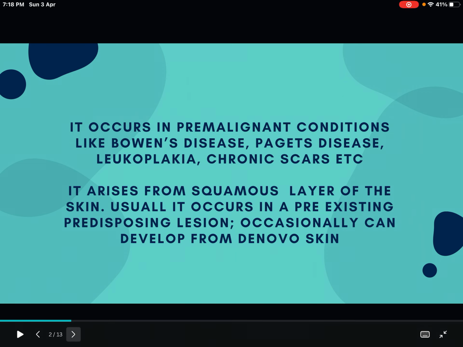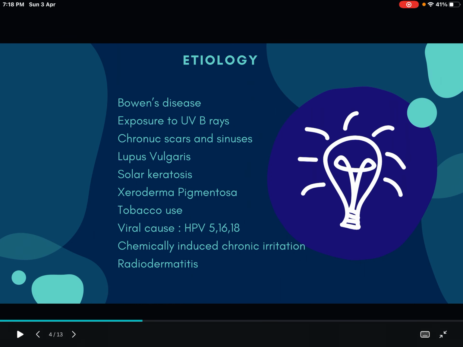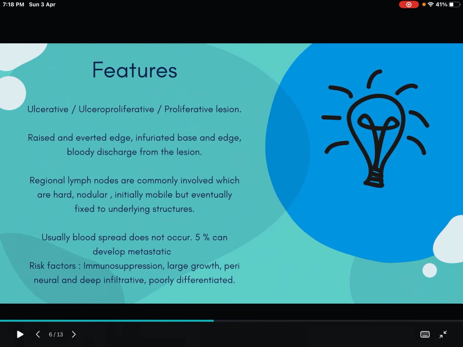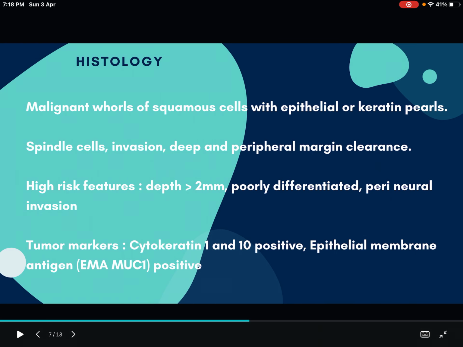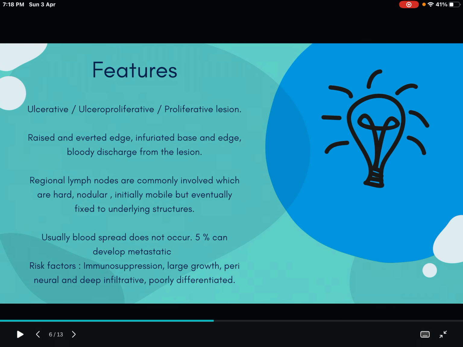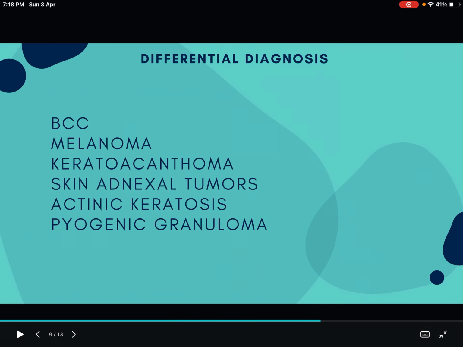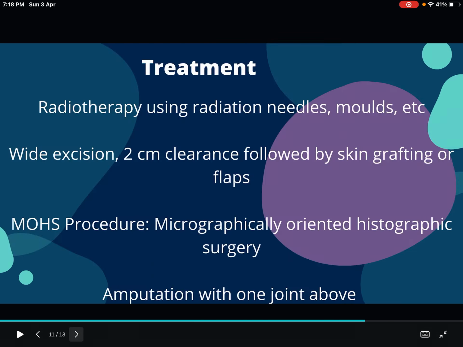You can write the definition part, then talk about etiology, common sites, and features, and then mention the histological characteristic features. Then mention the classification, that is Broder's classification, and then talk about differential diagnosis if you want, and then investigation and management. So that's it, guys.